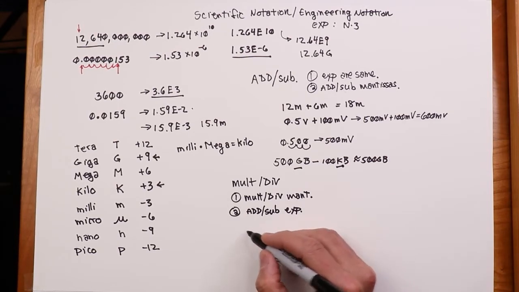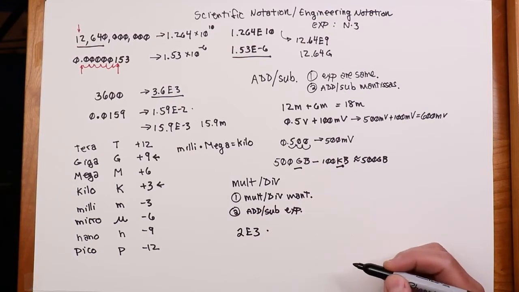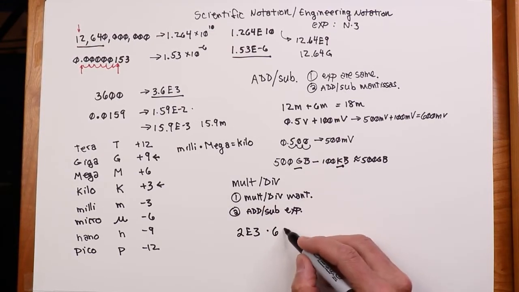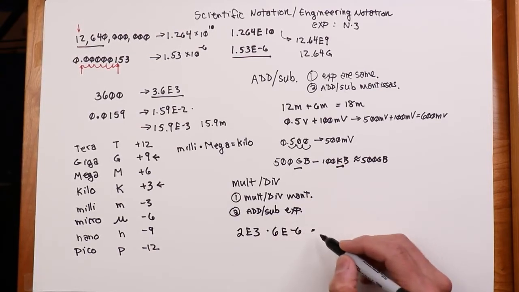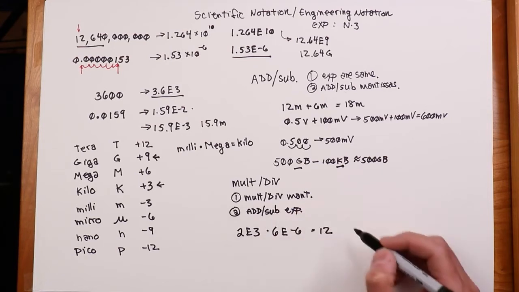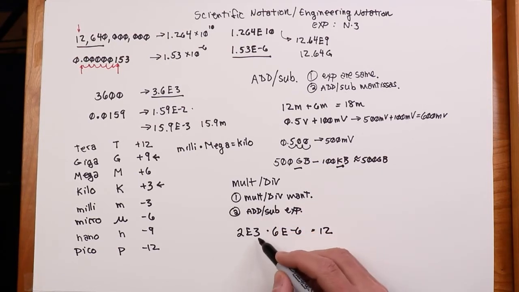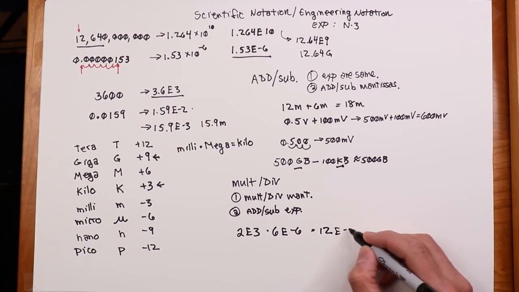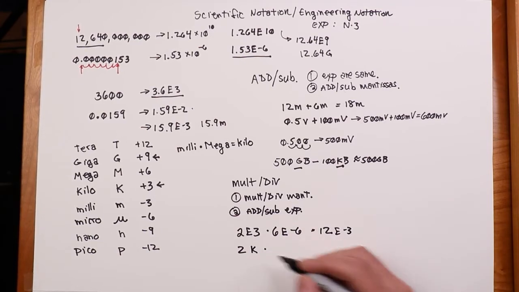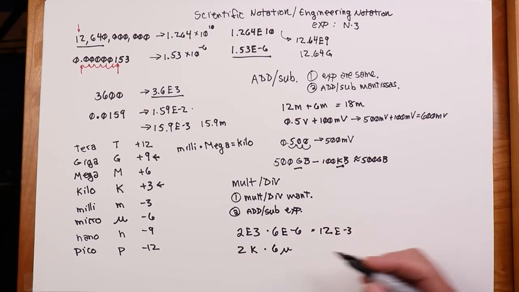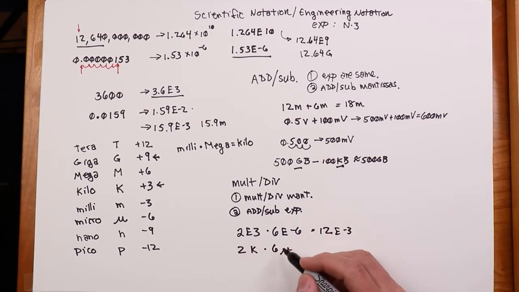So if you had like 2e3 and you want to multiply that by 6e minus 6, you would say, well, it's 2 times 6, right? That's 12. Since I'm multiplying, then I'm going to add the exponents. So it's 3 plus a negative 6. So that's e minus 3. Or, as I said, you would say that's 2k something times 6 micro something. As you'll see eventually, this could be something like a 2k ohm resistor and a 6 microamp current.